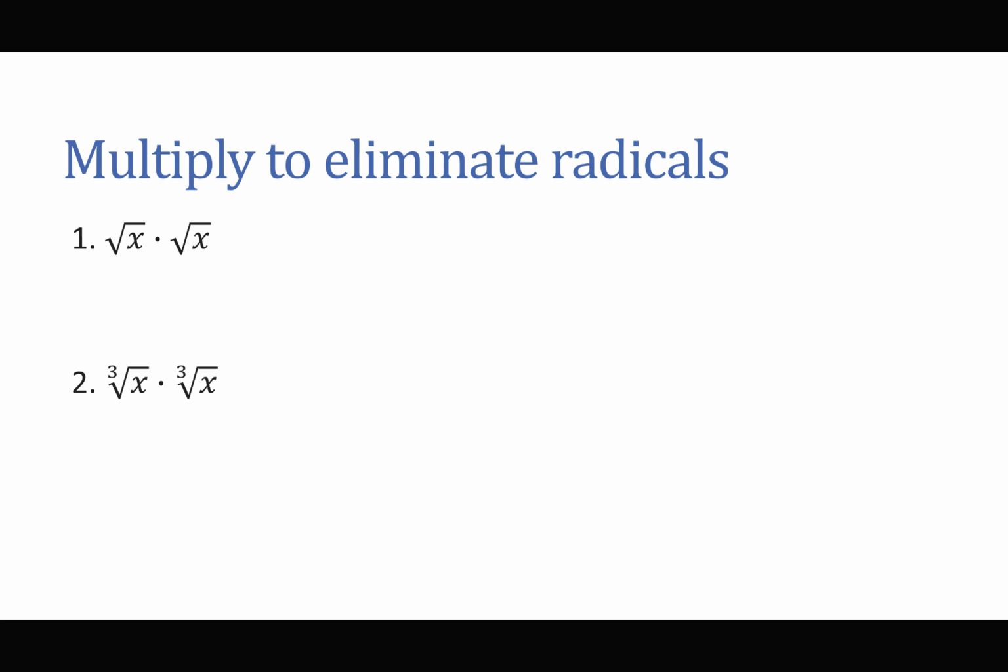If I had square root of x times square root of x, what is square root of x times square root of x? Just x, because this is really square root of x squared. And this is what we're doing. If we have our index the same as our exponent, that simply becomes x. So that's why I say sometimes we can multiply, and that will eliminate the radical right there.